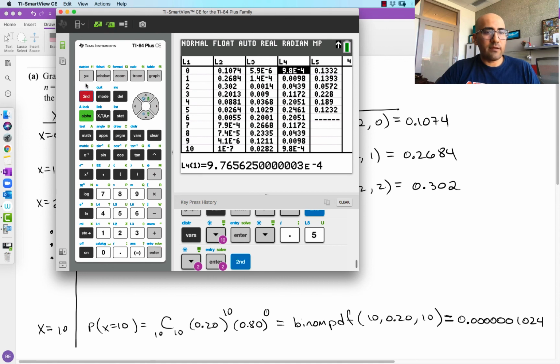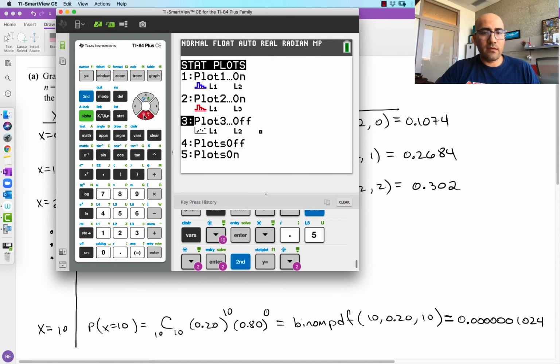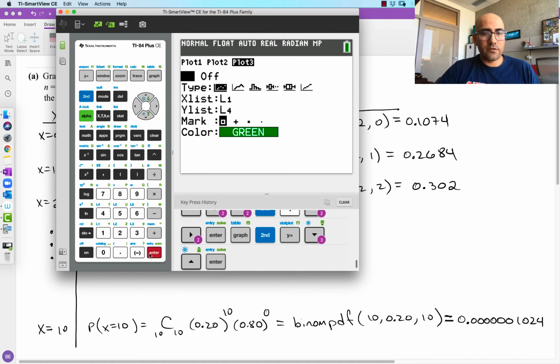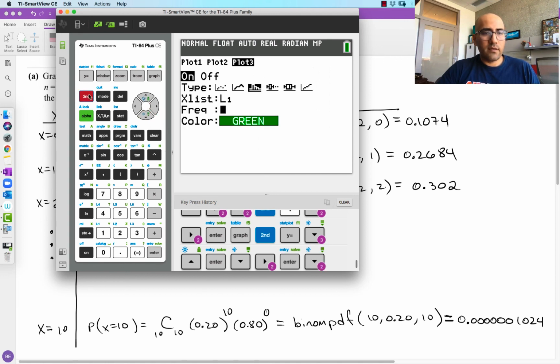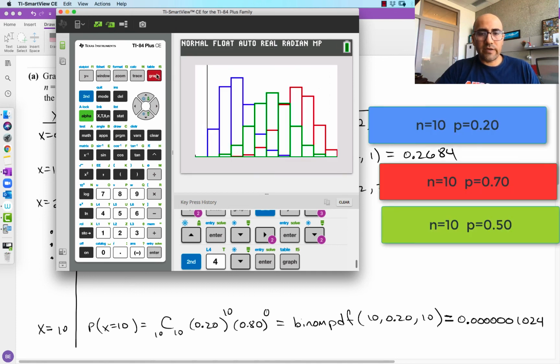And now let's go to our stat plot. And let's go to plot 3, enter, down. We want to pick this guy, enter. There we go. L1, L4, green, graph. There they are. Okay, it's kind of a mess, but we can hopefully identify. The blue is when P was equal to 0.2. The red ones, that's when P equals 0.7, whereas the green ones are when P equals 0.5.